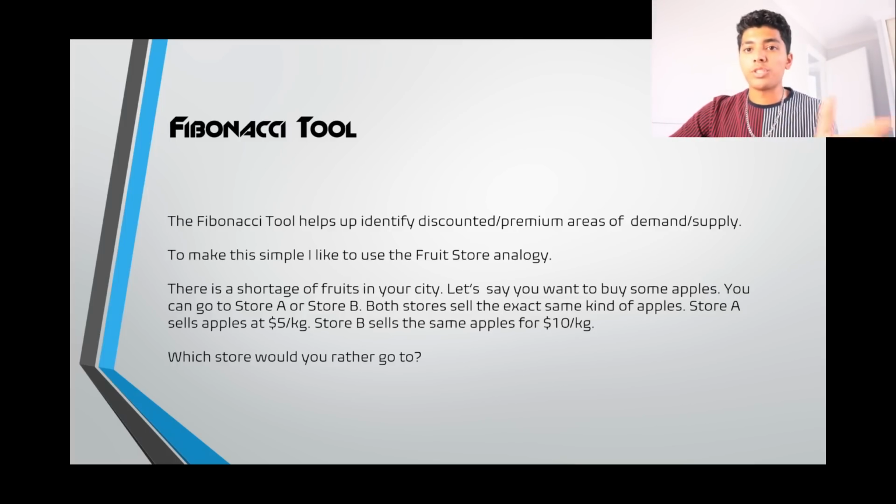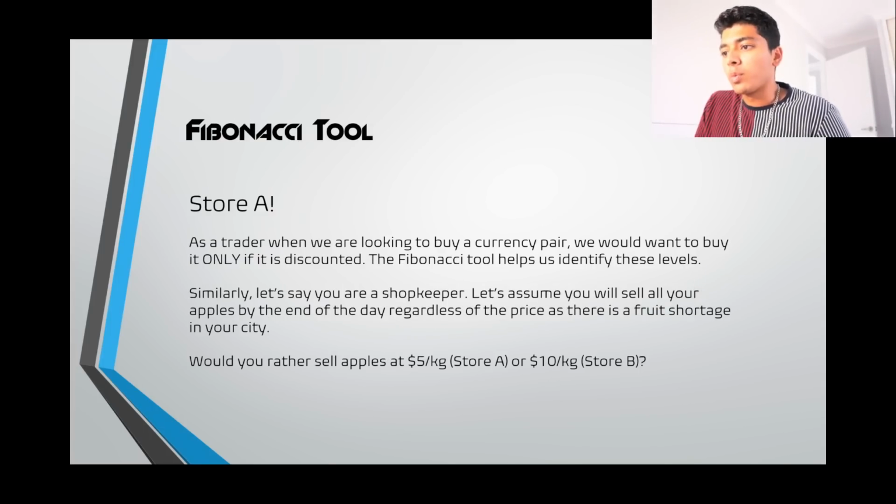And now this is assuming both stores are next to each other, so it's not like you have to travel heaps for one store and just walk to the other store, all right? Same distance, everything else is the same, the only difference is the price. Which one would you go for? $5 or $10 a kilo as a buyer? The answer is pretty obvious, right? You'd go for $5 a kilo because as a buyer, you want to be going for something that is cheap. Store A. As a trader, when we're looking to buy a currency pair, we want to buy it only if it is discounted. The Fibonacci tool helps us identify these levels.